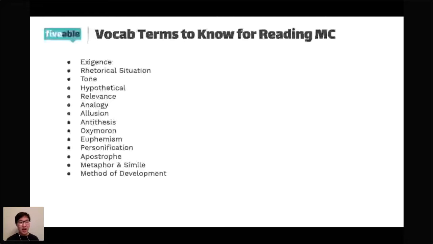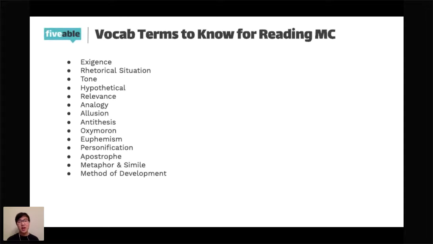We also have oxymorons, which are 2 words that are completely opposite in meaning, but it's always just a phrase of 2 words. So jumbo shrimp is the one that everyone uses, or, I don't know, cold warmth. That's not really a real oxymoron people use. And then you have euphemisms, which are the substitution of vague expressions for one that's thought to be too offensive or harsh. So to pass away is a euphemism for to die.